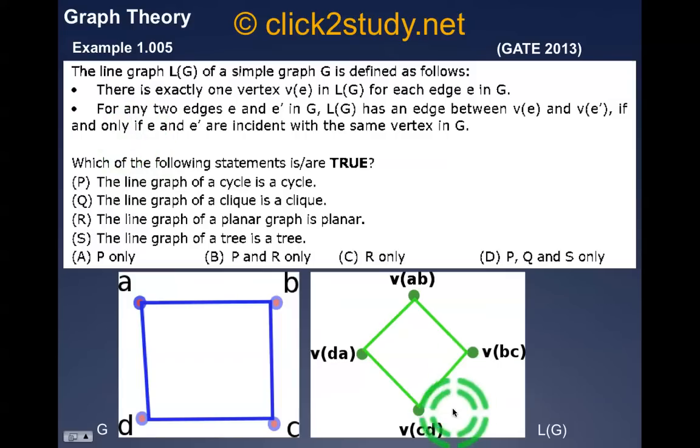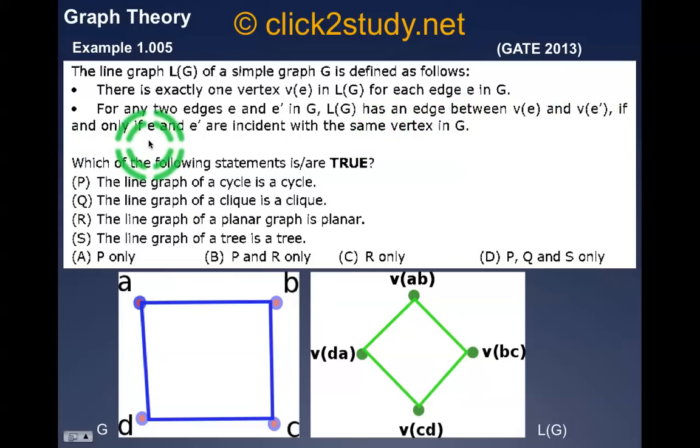The second point is about how we get these edges in the line graph. Alright, the first point is about the vertices, how you get the vertices of the line graph from the original graph. The second point is how you get the edges of the line graph from the original graph. So what it says, see, it was very abstract in the beginning, but now if you look at this example, it will become more clear to you. For any two edges E and E prime in G, LG has an edge between VE and VE prime if and only if E and E prime are incident with the same vertex in G.